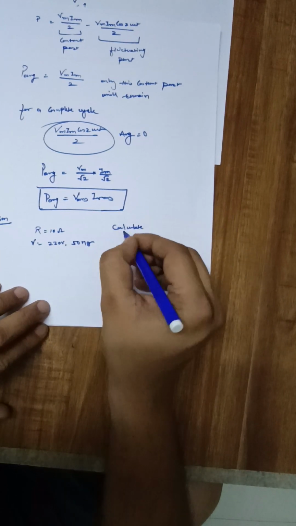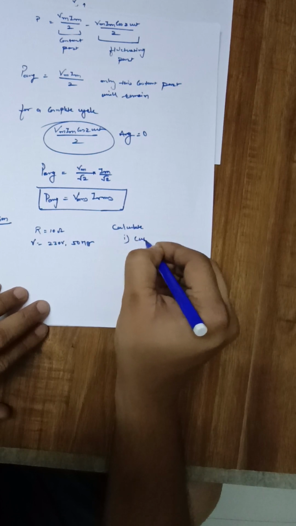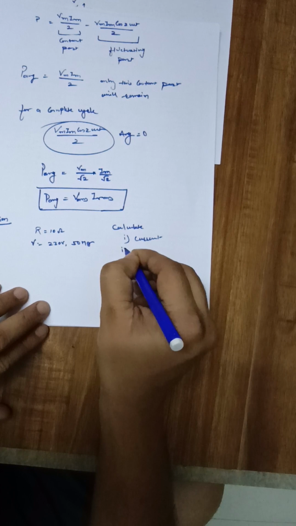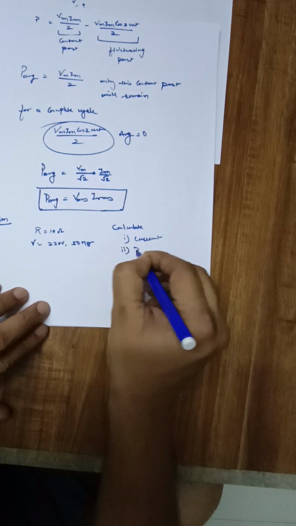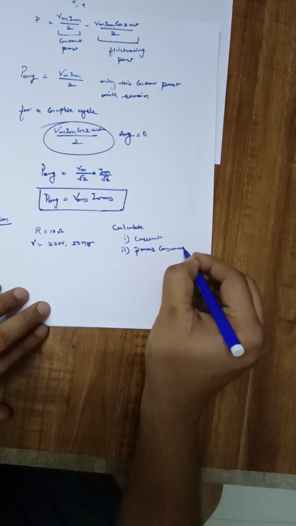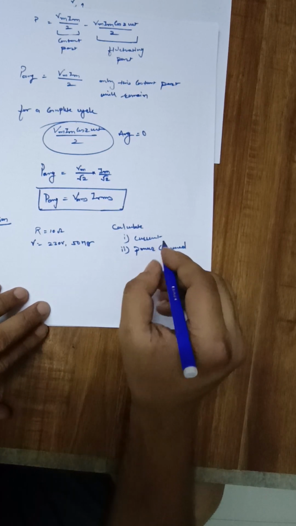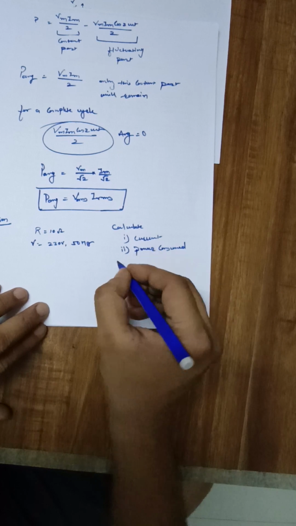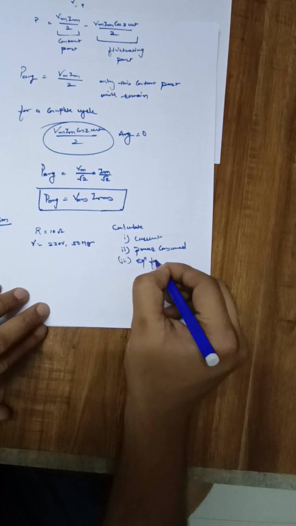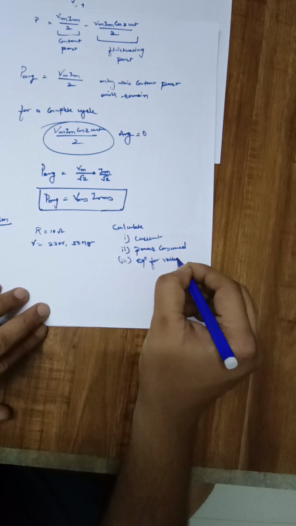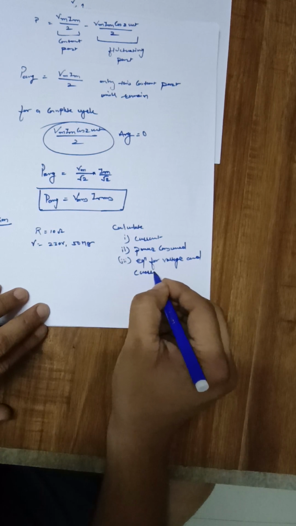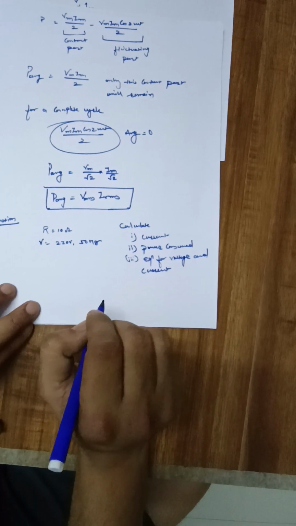Calculate: first is current, second is power consumed, and third is the equation for voltage and current. These three things we have to find.